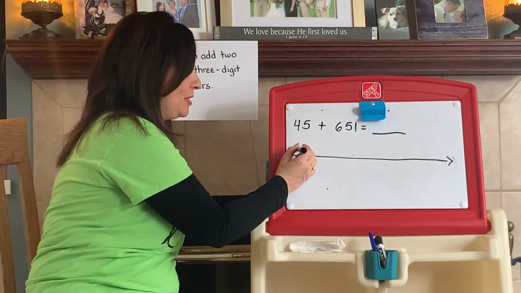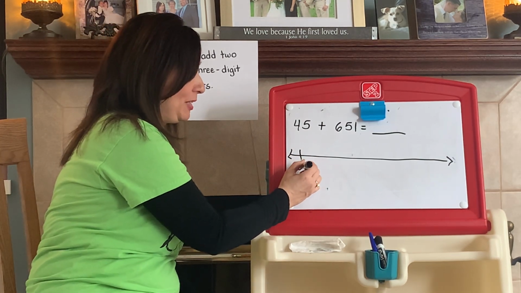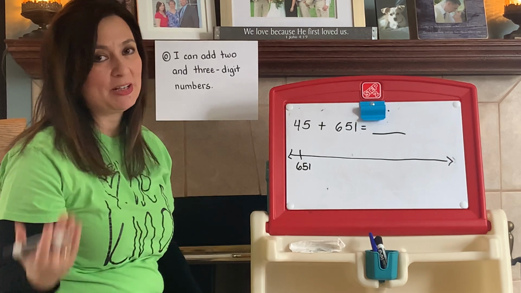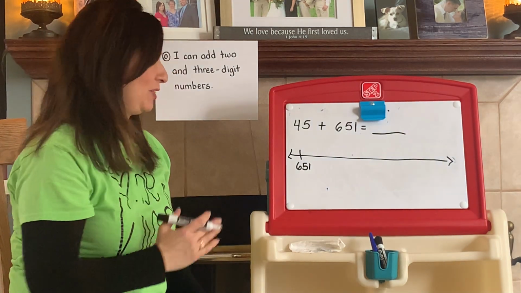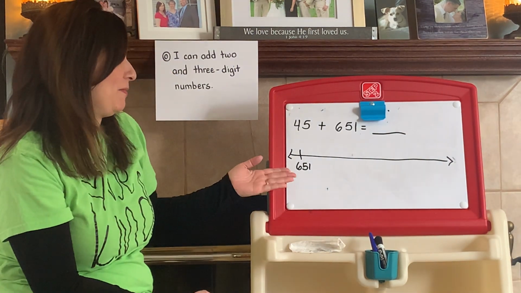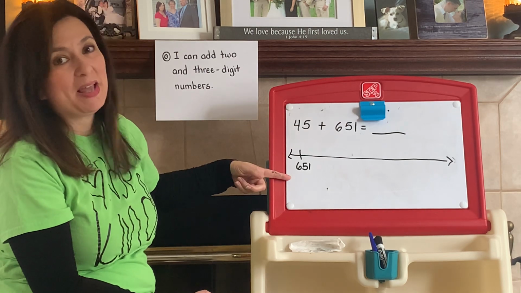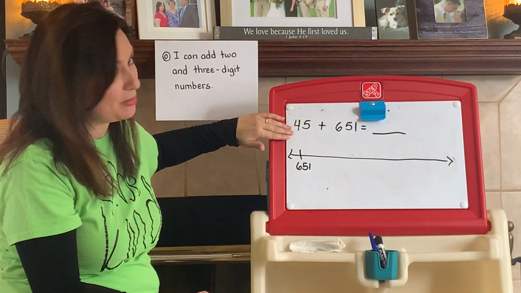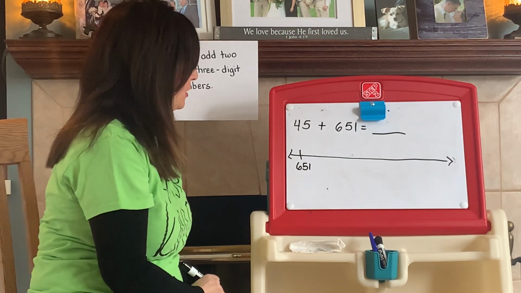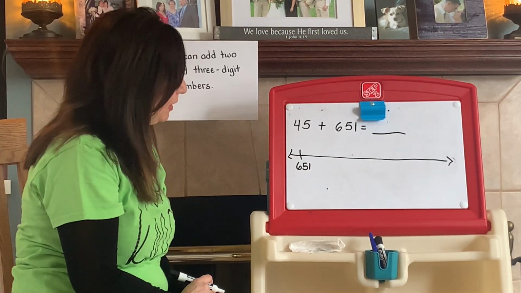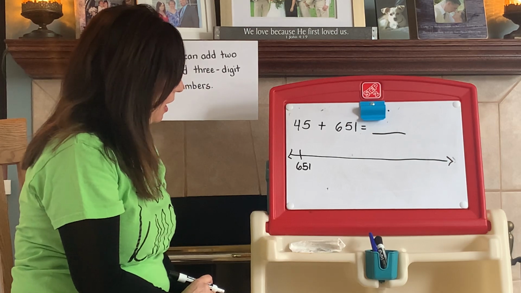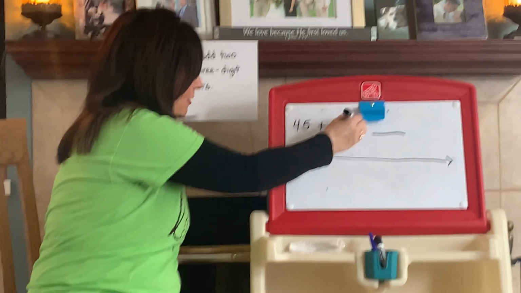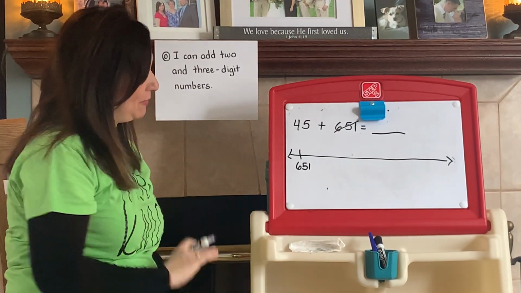Hopefully you told yourself 651 because it's the greatest addend, and why should we make it harder for us? We could get the right answer by positioning 45, but then we need to jump 651 instead of just 45. So I'm at 651, I positioned 651, so I'm done with it.